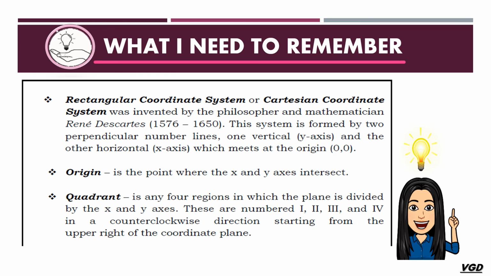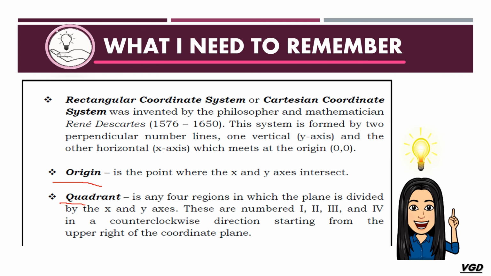When you answer those, take note of the following. What I Need to Remember. The rectangular coordinate system, or Cartesian coordinate system, was invented by the philosopher and mathematician René Descartes. He was born in 1596 and died in 1650. This system is formed by 2 perpendicular number lines, one vertical or the y-axis and the other horizontal or the x-axis, which meet at the origin with the coordinates 0 and 0. The origin is the point where the x and y-axis intersect.